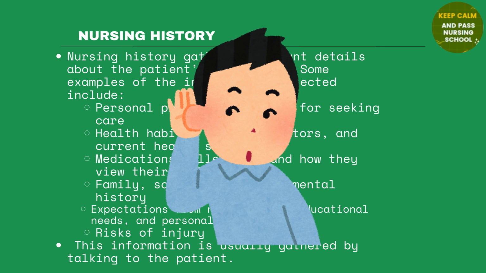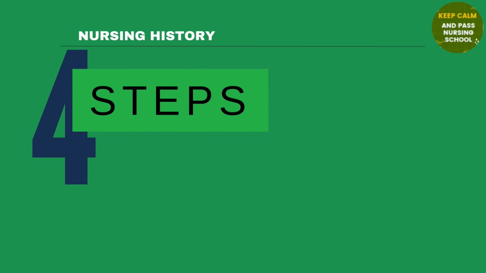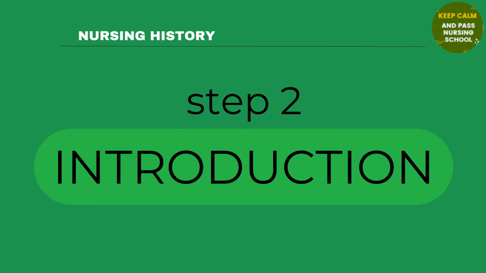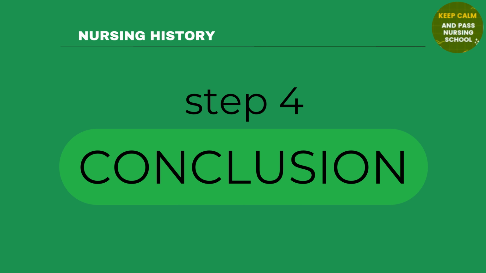The nursing history is collected through a structured interview with the patient. There are 4 steps. You're going to prepare for the interview, where you look at what information you already have on hand and what equipment you're going to need to collect relevant information. You're going to introduce yourself. It's going to also include working with the patient on a continuous basis, and then also, like everything else, the conclusion of the relationship between the nurse and the patient.